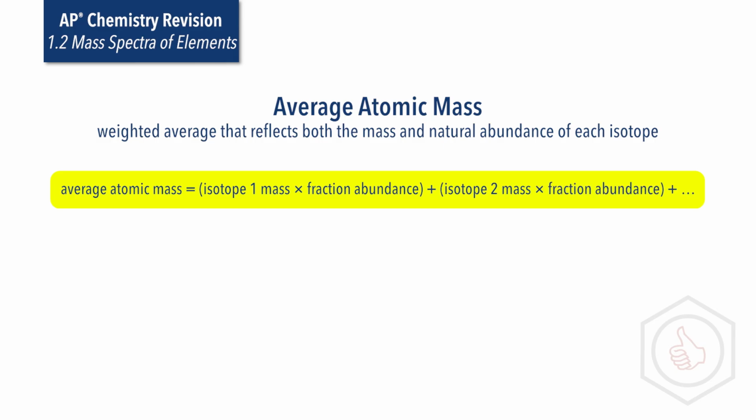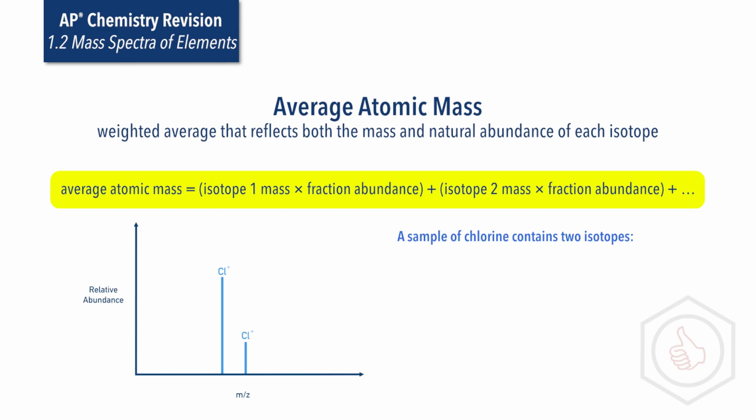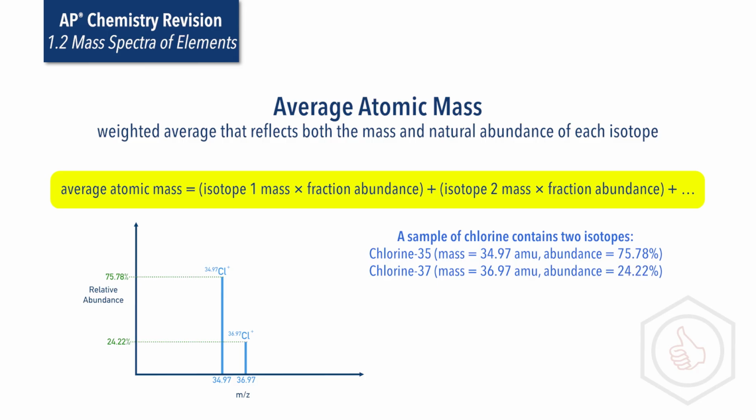For example, if a sample of chlorine contains 2 isotopes, 34.97 with an abundance of 75.78 and 36.97 with an abundance of 24.22, we can convert these abundances to decimals, so 75.78 equals 0.7578 and 24.22 equals 0.2422.